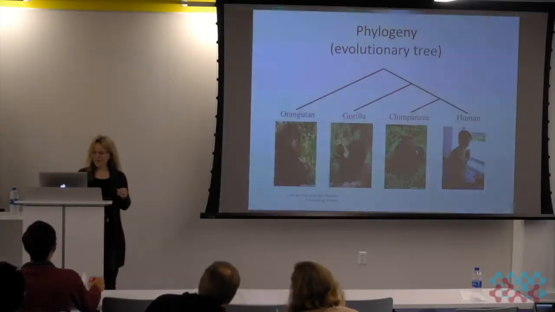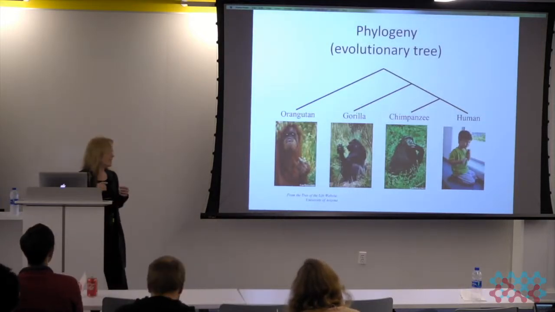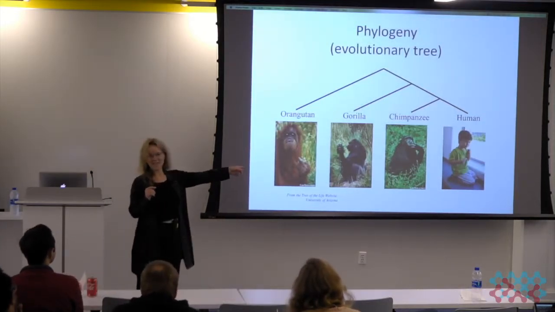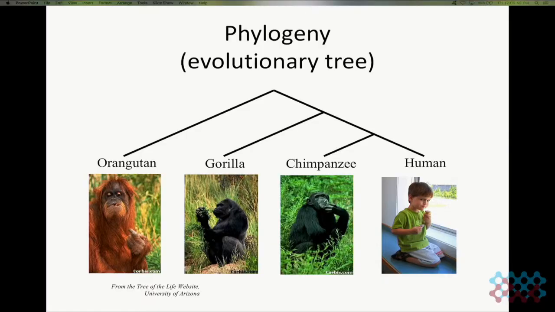I'm going to talk about species tree estimation. So this is a phylogeny, which is an evolutionary tree with different species in it. And you're probably used to seeing this. It's saying human and chimp have a more recent common ancestor than they do to the other organisms there.